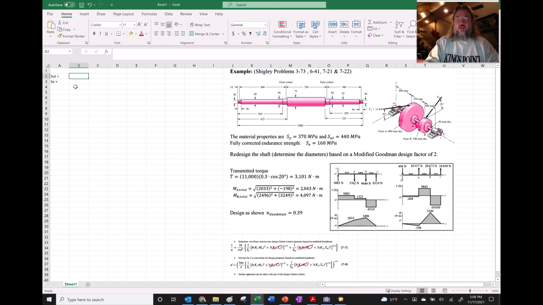My ultimate strength is 440, and label it. And always that makes the P small for whatever reason, and I'm particular enough that I just want the right thing. And these are going to be inputs, so I remind myself by doing the yellow. I use yellow as my input for things. And we said 160 was our endurance, there we go.